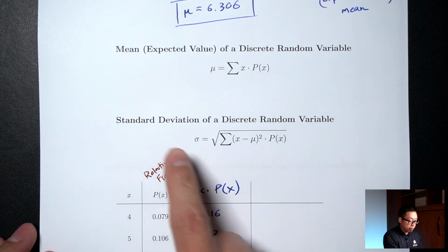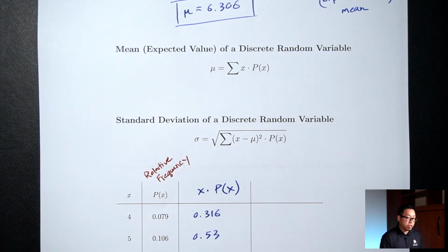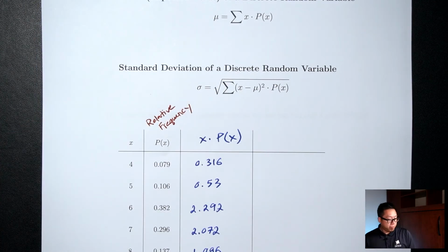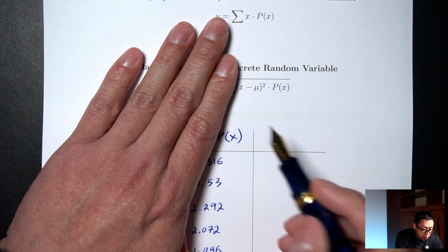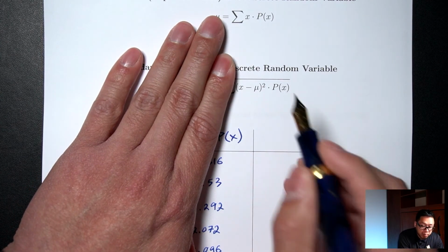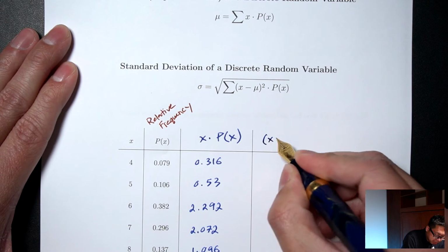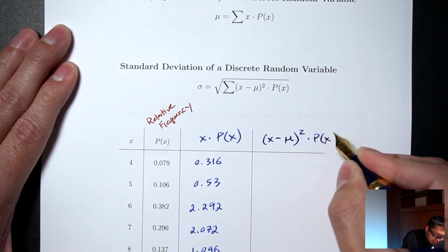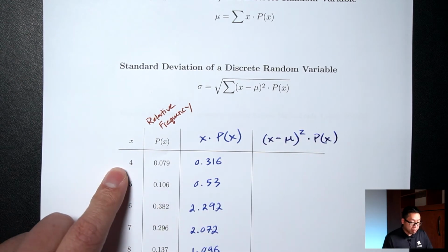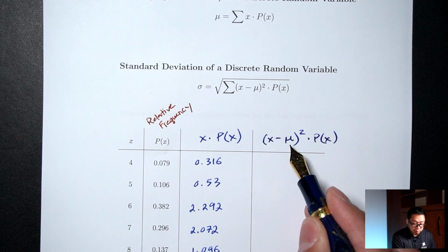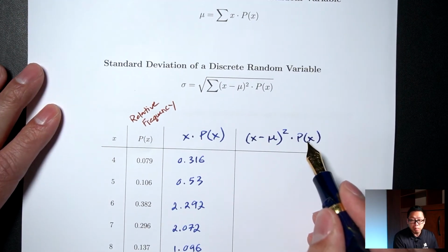We also have a formula for standard deviation here. Let's find a standard deviation because we'll need it for the next page. So how does this formula work? First, I'm going to create a new column where I do this part: (X minus mu) squared times P of X. X is our data value. So this is saying take each of our data values minus the mean, which was the 6.306, square it, and then times it by the probability.